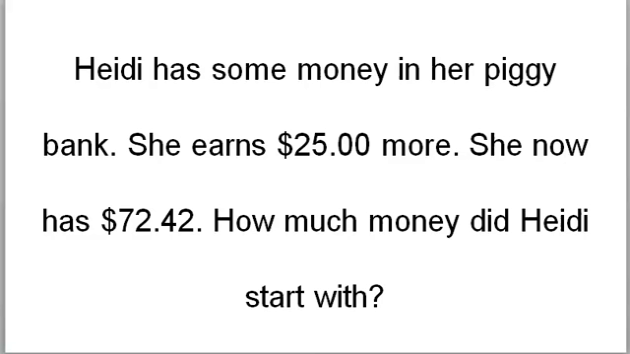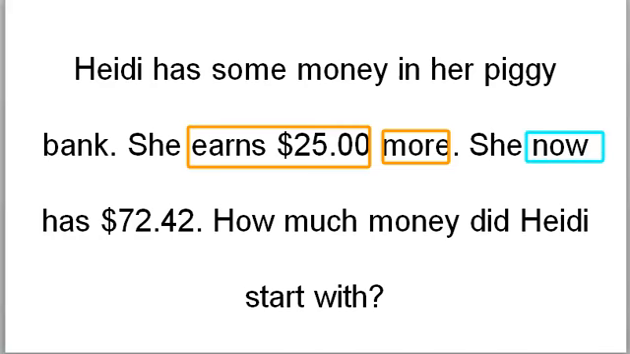All right, so today we're going to be talking about Heidi, and she has some money in her piggy bank. She earns some money and then has even more money. So we want to know how much was in that piggy bank before she earned that extra money. Heidi earns $25 more, and she now has $72.42. How much money did Heidi start with?